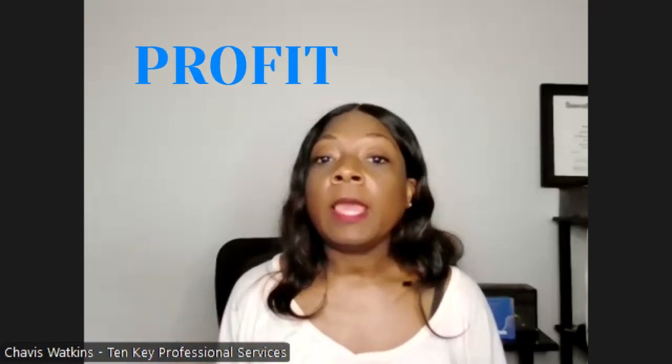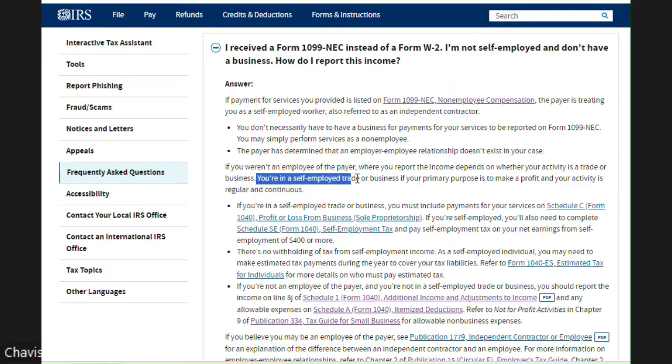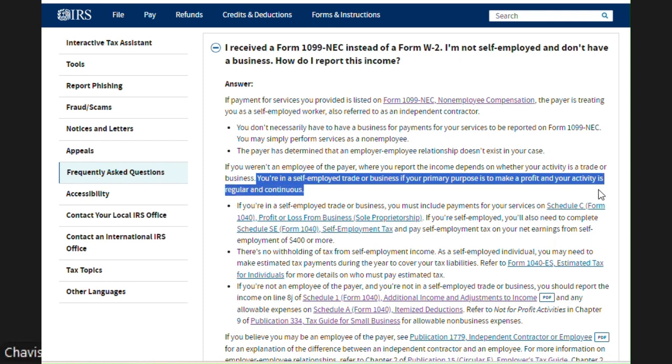Now let's determine if the activities you performed for this payer is a trade or business. You're in a self-employed trade or business if your primary purpose is to make a profit and your activity is regular and continuous. Now let's note that this is the self-employed trade or business definition defined by the IRS. The reason for pointing this out is because you could have received payments for sporadic activities or a hobby. If this is the case, you're not self-employed. Hobbies are also taxed, just in a different way than if you are self-employed. This leads me to my next topic.